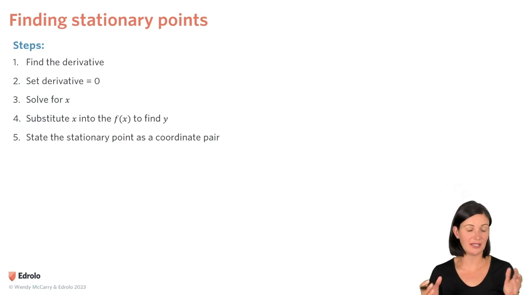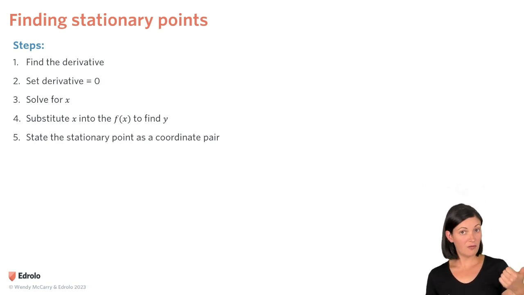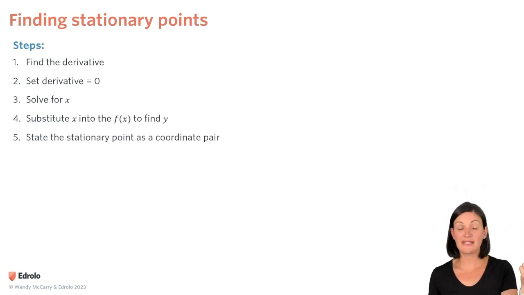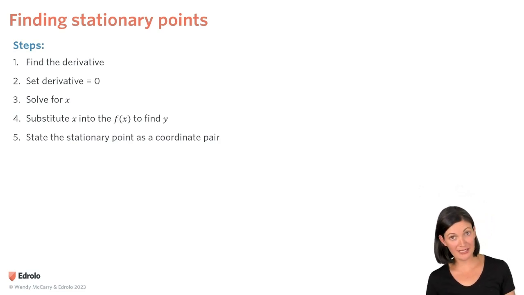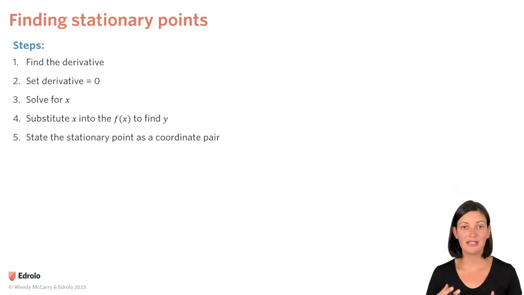So here you want to find the coordinates of your stationary points. We've got some steps that we can follow here. First off, we find the derivative and then we set it equal to 0, okay? Then we'll solve for x, we'll find our y coordinate, and then we'll state the stationary point as a coordinate pair to answer the question. Let's look at a worked example and follow these steps to see how we'll find our stationary points.